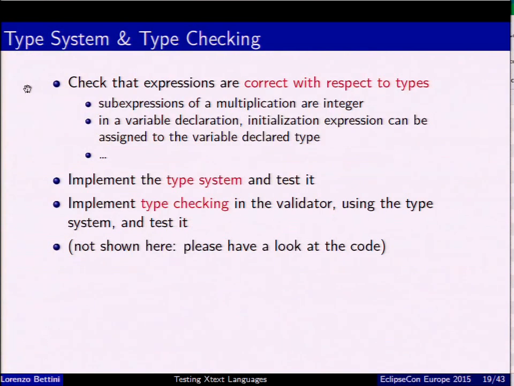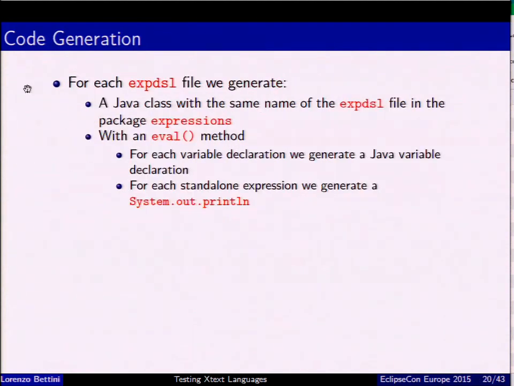Now, I will skip this part, although I work on type systems. Usually you should check that your program is correct with respect to types, so that you only assign the right type expressions. You have to implement a type system, test it separately, and then you implement type checking in the validator and test that. You see the code in the example, okay? But I will skip that.